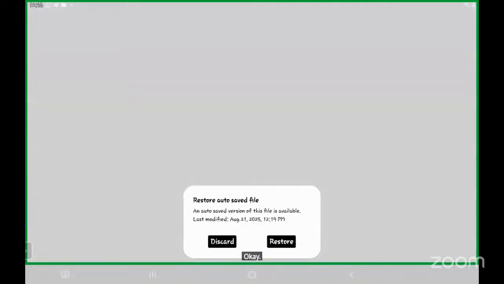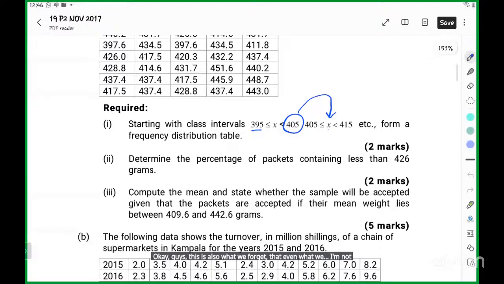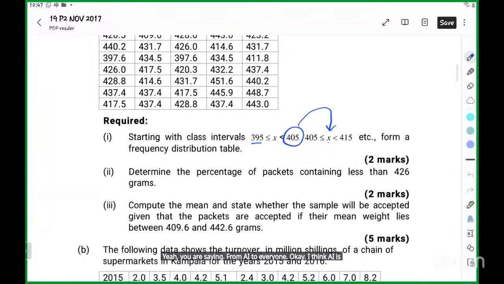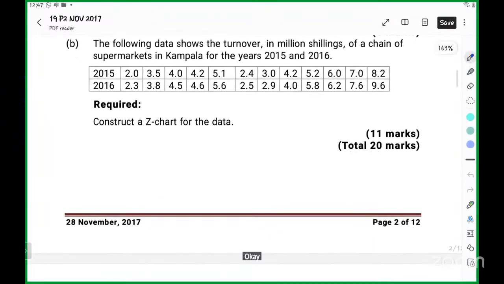Okay, guys, this is also what we forget, that even what we know is examined. Yeah, yourself. From AI to everyone. Okay, I think AI is watching. Okay, may someone online read that question for us, please?